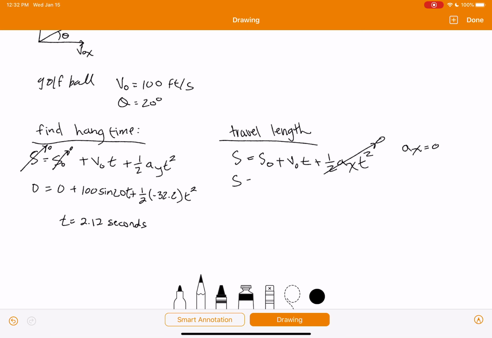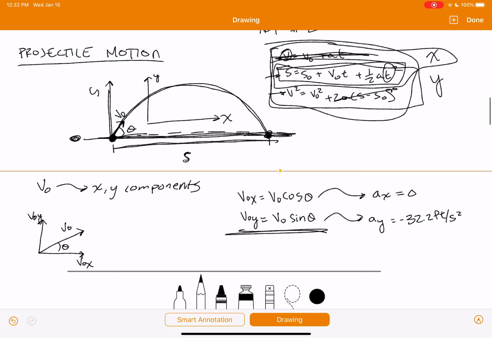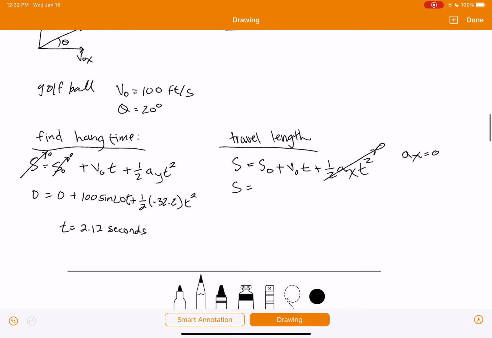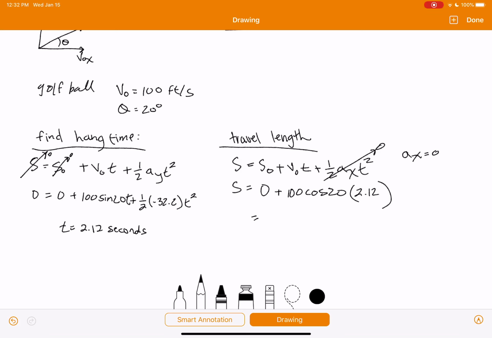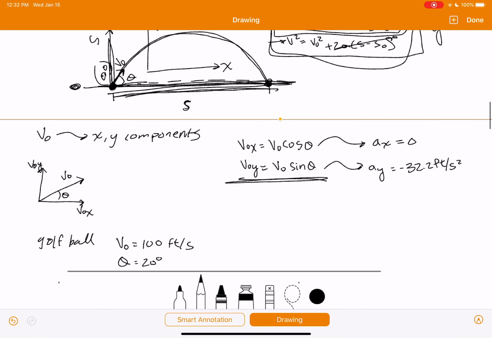Now we're looking for s. s naught, we can just declare this our origin, so 0, 0 there. So our initial is going to be 0, plus our v naught in the x, so 100 cosine 20 times time, which we found before. You solve that all out, and you'll get 199.2 feet for how far that golf ball has traveled.